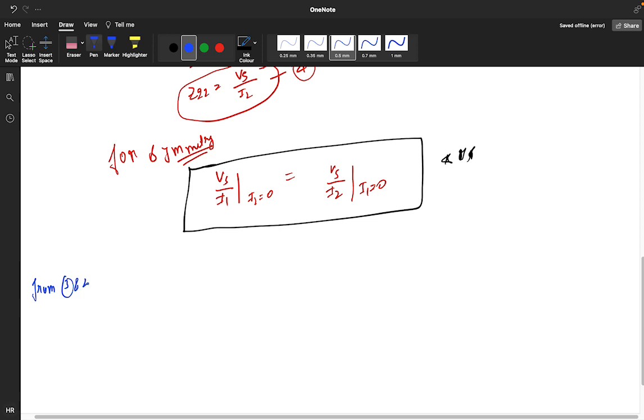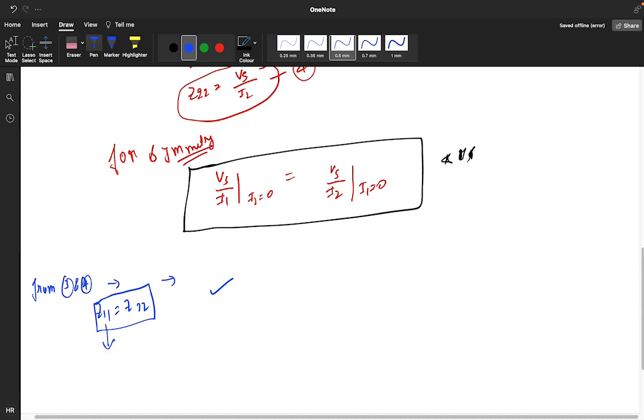From equation 3 and equation 4, Z11 is equal to Z22 if we are getting that. So this is the property of symmetricity. The same thing is applicable for the Y22 parameter, that means the Y matrix.